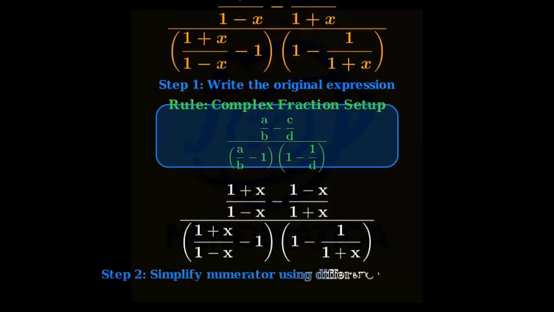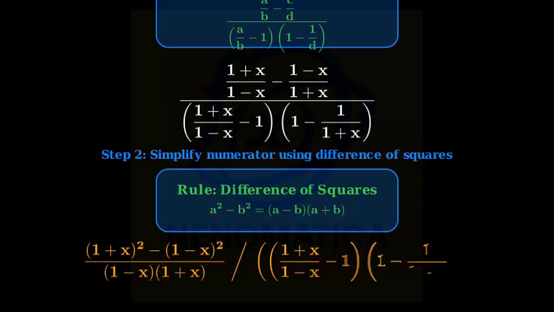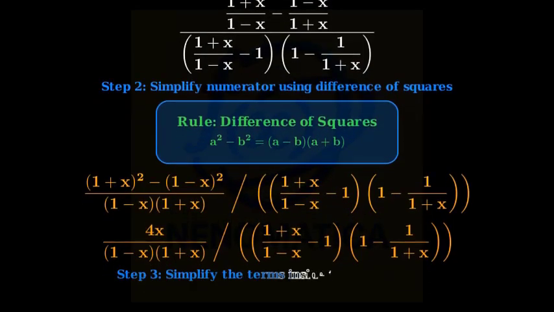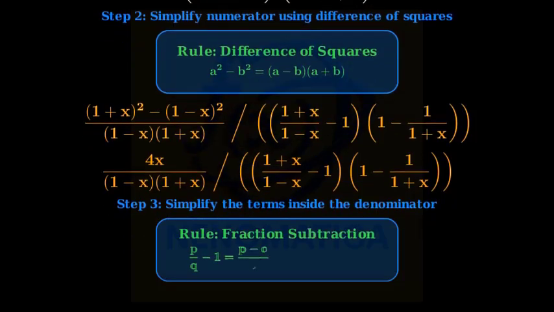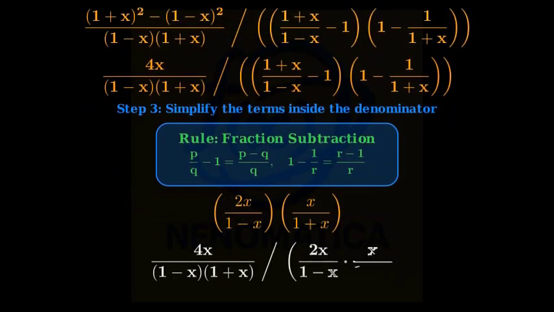Step 2. Combine the two fractions in the numerator over a common denominator, then apply the difference of squares identity. A squared minus b squared equals a minus b times a plus b. Step 3. Simplify each factor in the denominator. First factor: open bracket, 1 plus x over 1 minus x, minus 1, close bracket. Second factor: 1 minus 1 over 1 plus x.